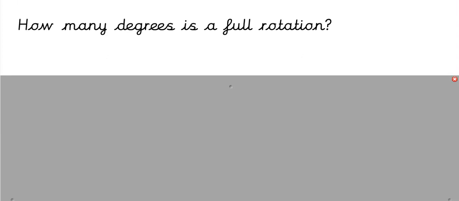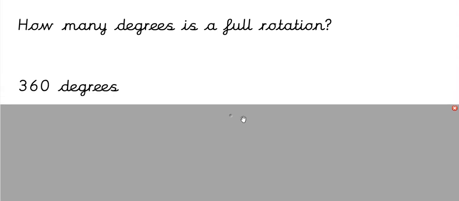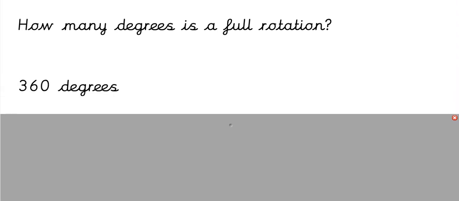How many degrees is a full rotation? Now we've not looked at that one today so far, but you should remember it from last year. So a full rotation, for example, if you stood and made a full turn, so you end up back where you started, how many degrees is a full rotation? Well done if you said 360 degrees.